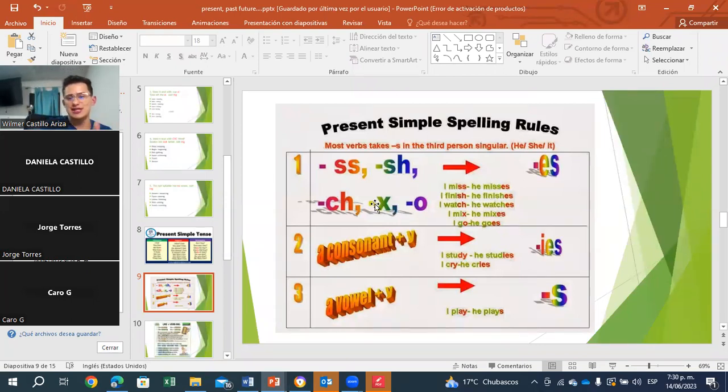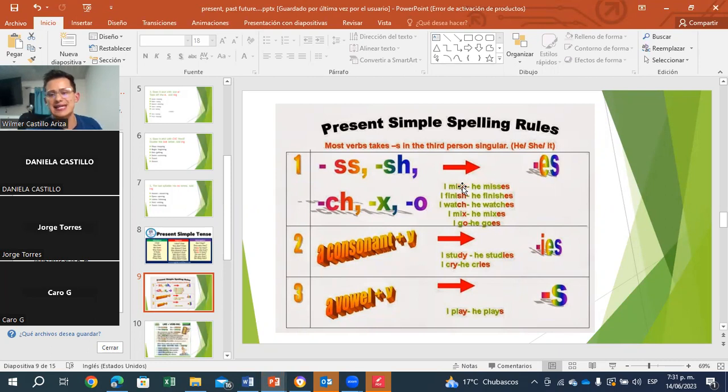So the first one, as Jorge says, is exactly what he said. When the verb ends with ss, sh, ch, x, or o, we're not going to only add an s to the verb, but we are going to add es. Entonces, claro, recuerden que esas reglas solo aplican para terceras personas, él, ella o esto. Ya dijimos ahorita que cuando hablamos de tercera persona le ponemos una S al verbo cuando estamos afirmando. Yo trabajo, I work. Ella trabaja, she works. Joaquín juega, Joaquín plays. Listo.